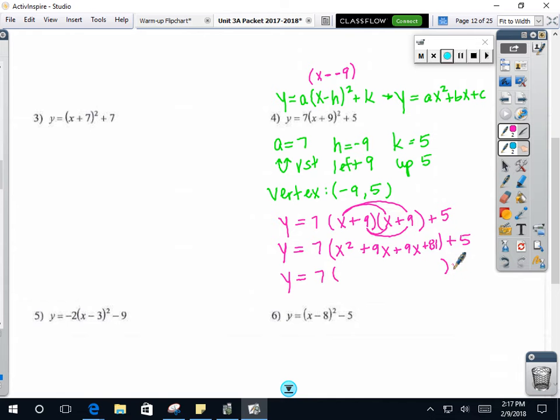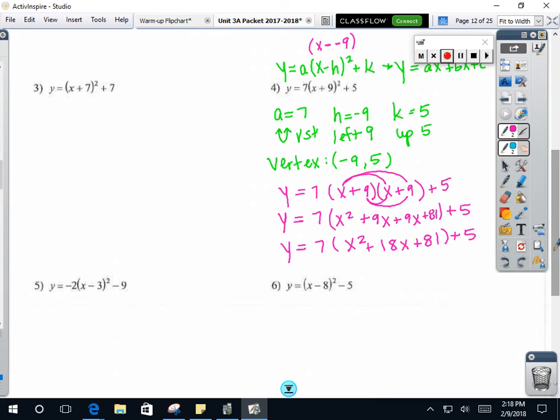Okay, now in the next step, I'm still not going to do anything with this outside 7 or plus 5 because I can still simplify what's inside. Because 9x plus 9x is 18x plus 81, right. Now what do you think I can do? Distribute the 7 now because multiplying comes before adding in order of operations.